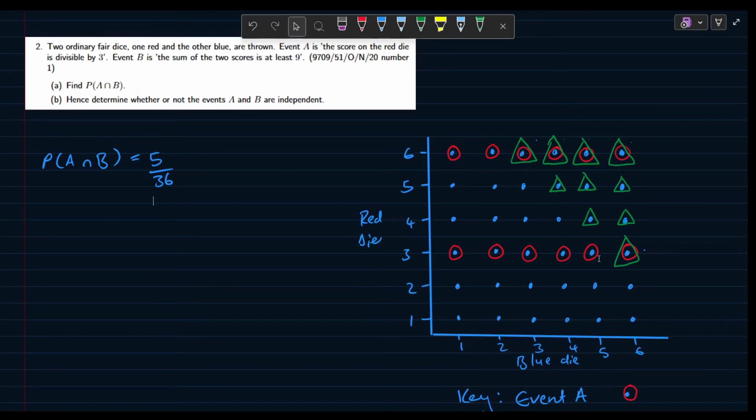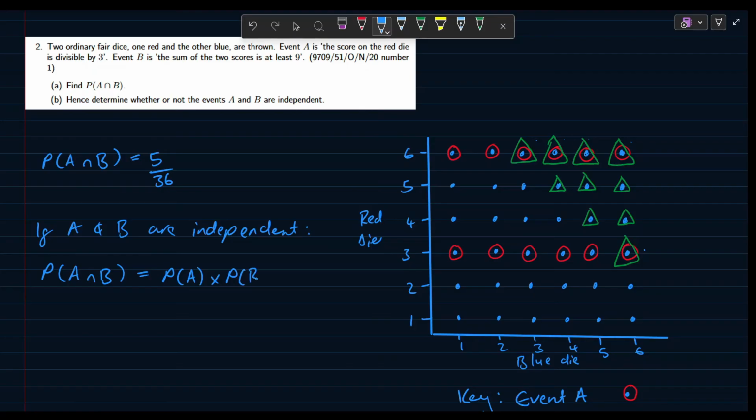Now part B says, hence determine whether or not the events A and B are independent. If A and B are independent, we know that the probability of A intersection B must be equal to the probability of A times the probability of B.